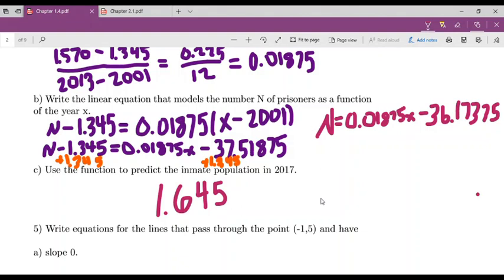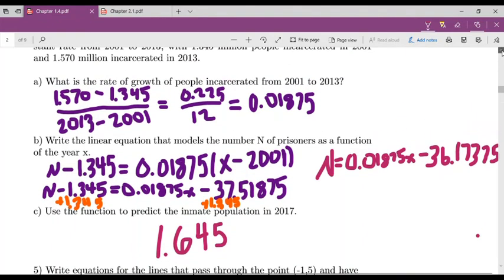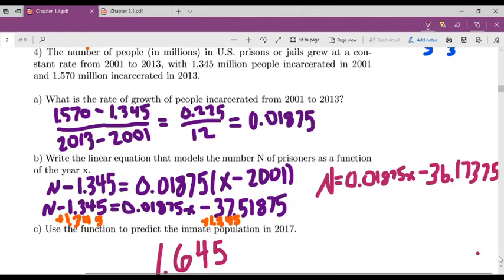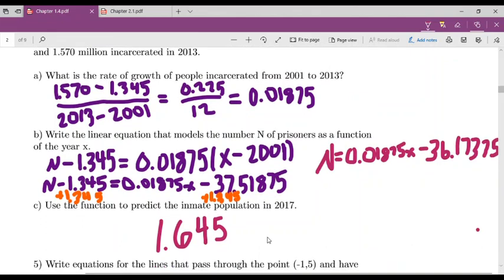Alright, so back over here we have our answer as 1.645. The important thing to note in this problem is that we're talking about millions of people, so it's a good idea to write your units. So you can just write 1.645 million.